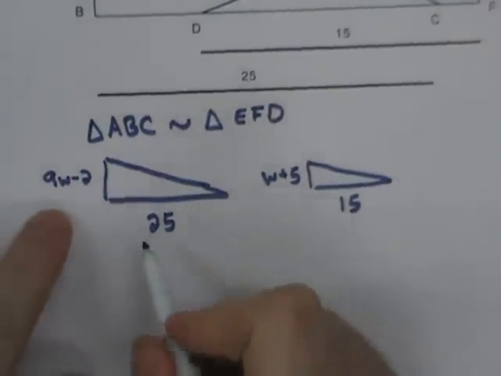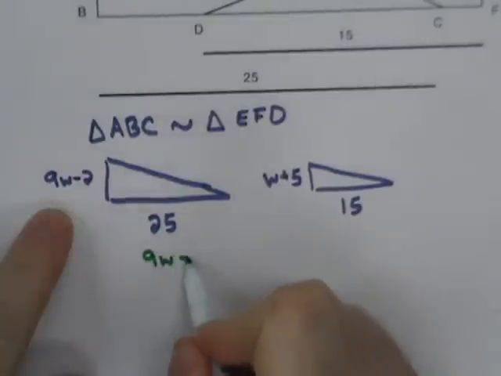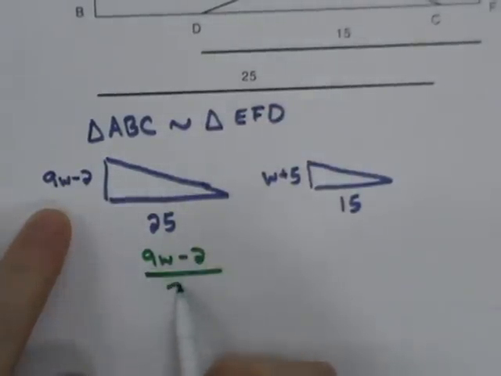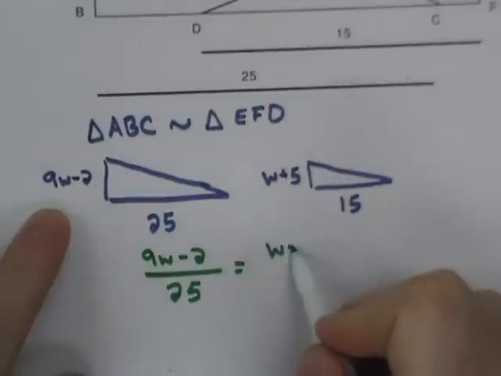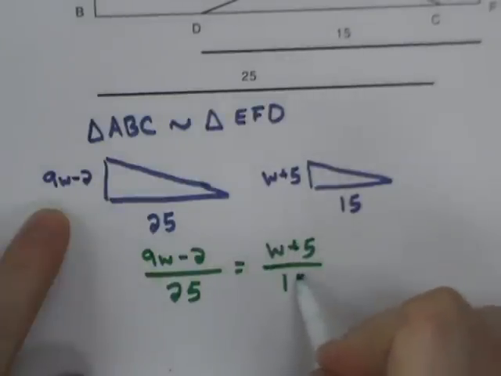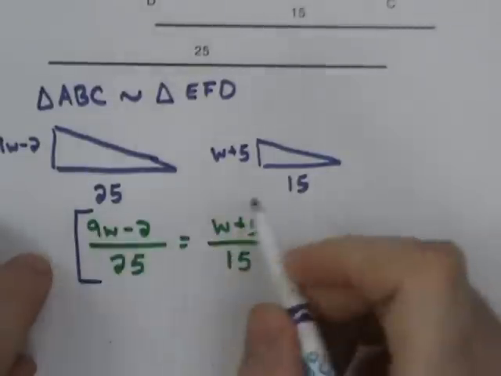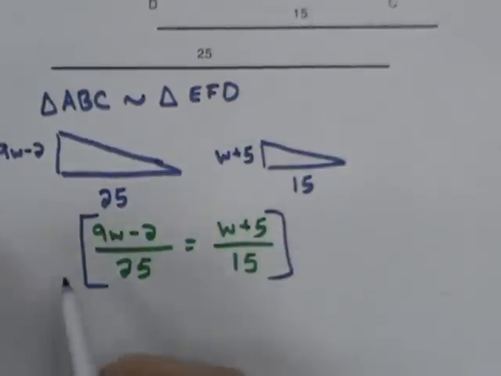You want to say something like 9w minus 2, vertical, is to horizontal 25, as vertical w plus 5 is to 15. And then we can solve that. Again, I'm not interested in figuring out what the common denominator is as an exact value. I'm just going to take both parts. Using that calculator, I can let that work itself out.